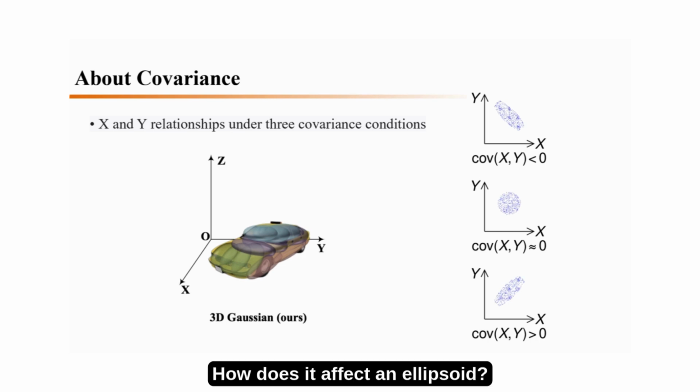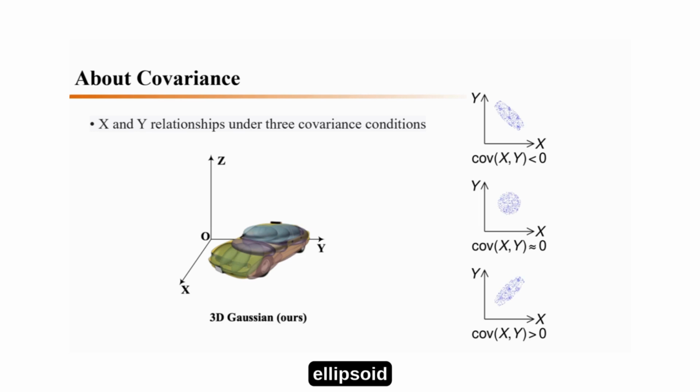How does it affect the ellipsoid? The eigenvalue determines the length of each axis. The eigenvector indicates the direction of each axis. In summary, the covariance matrix determines the shape and orientation of the ellipse or ellipsoid.